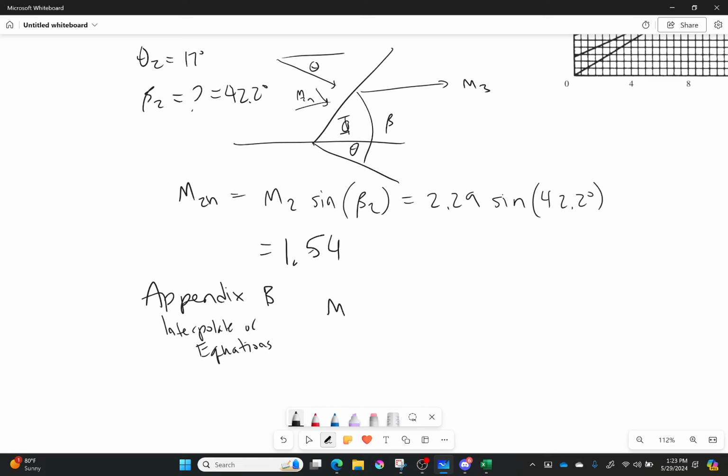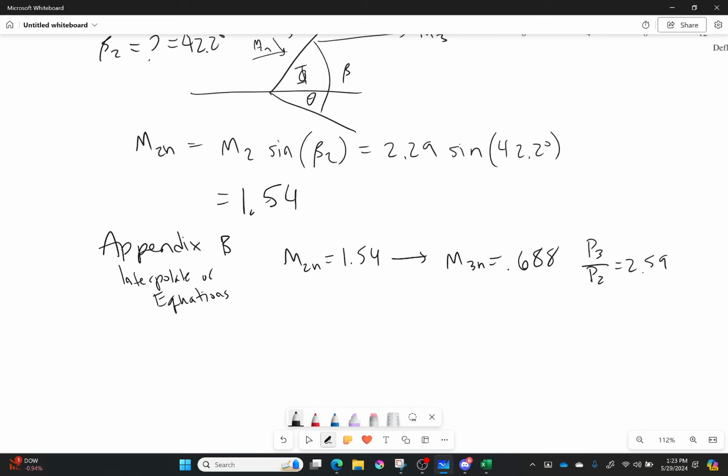So from that, for a normal Mach number that's equal to 1.54, I get that my normal Mach number afterwards is going to be equal to 0.688, and my pressure ratio of P3 over P2 is going to be equal to 2.59. There we go. So let's figure out the last few details. I need to figure out what Mach number 3 is. It'd also be good to figure out what my pressure is after all these shock waves.